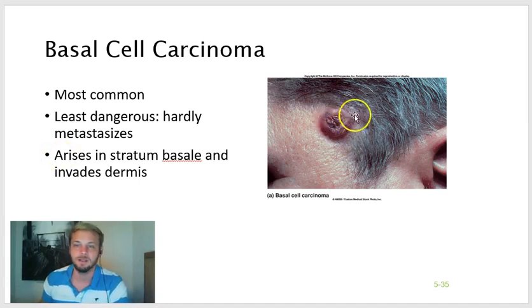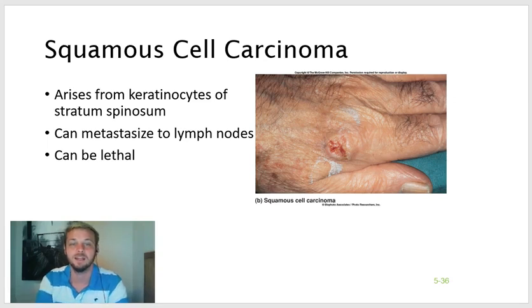And so you can see a lot of people who get this, as those basal cells invade the dermis, it looks like a sore, and they'll be like, I have this sore that's just not healing. That's because that sore is skin cancer. Another one that looks kind of like that is the squamous cell carcinoma. So this is from the keratinocytes in the stratum spinosum. They can metastasize to the lymph nodes, and when that happens, it can be lethal.